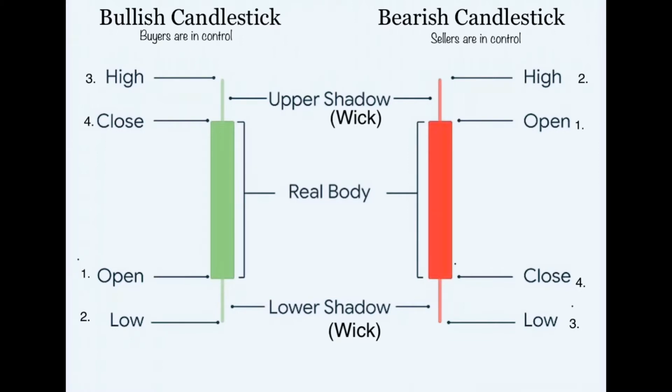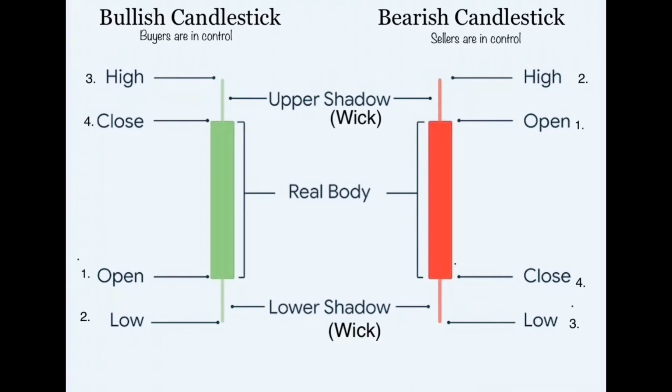When you see the green candlesticks, the name given to it is a bullish candlestick, which means that buyers are in control of the market at that point in time. It's either the buyers or the sellers who are in control of the market. So if you see a lot of green candlesticks in the market, it means that the buyers are in control. You can also say the bulls are in control of the market.